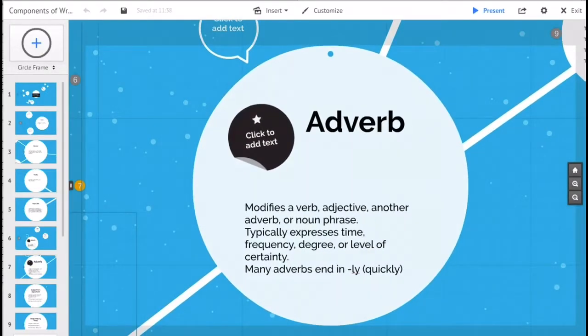Okay, let's take a look at adverbs. An adverb is a word that modifies a verb, adjective, another adverb, a noun phrase, clause, or sentence. Adverbs typically express manner, place, time, frequency, degree, level of certainty, and answer questions such as how, in what way, when, where, and to what extent. It's important to know that many adverbs end in ly. If you are unsure of what part of speech you are looking at and it ends in ly, there's a good chance it's an adverb. Examples include quickly and truthfully.